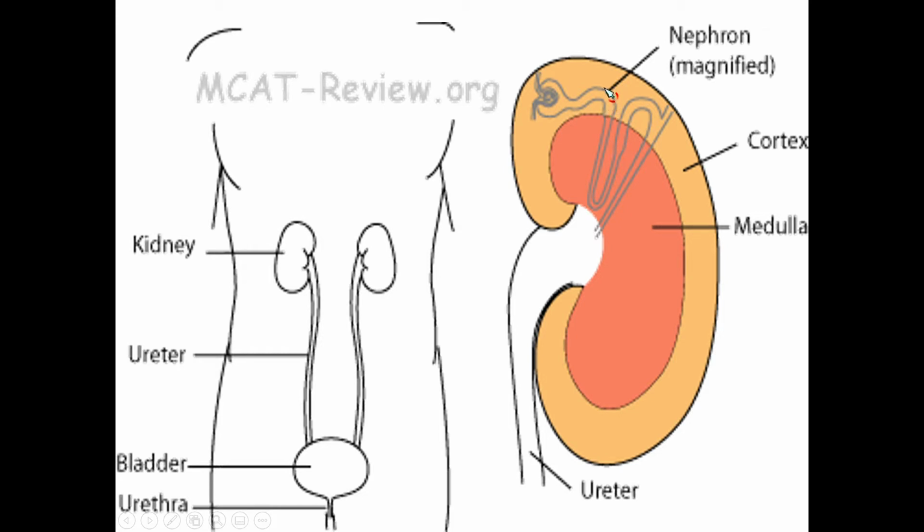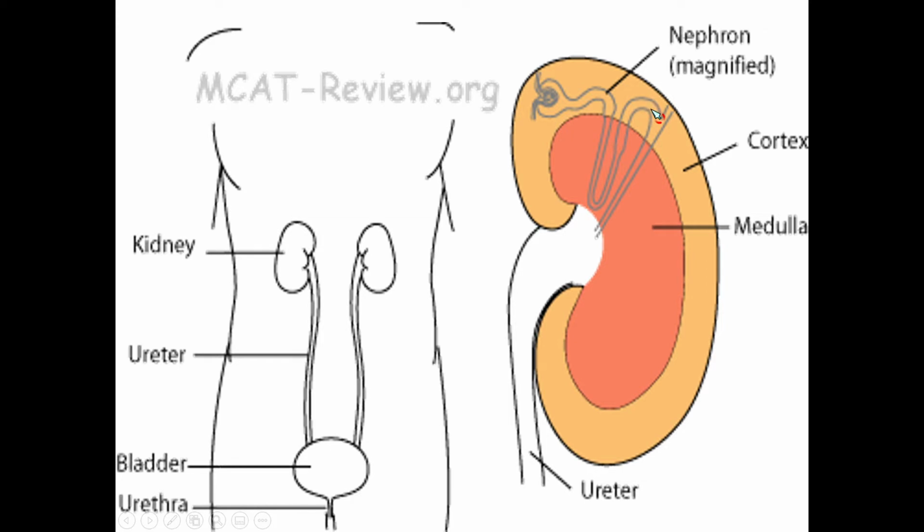So from this diagram you can well understand that all the glomeruli, all the proximal convoluted tubules, the PCTs, are present in the cortex. Then the loop of Henle is present in the medullary area. Then we have got the thick portion, and then the distal convoluted tubule is also present in the cortex.